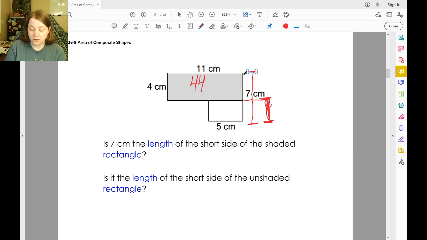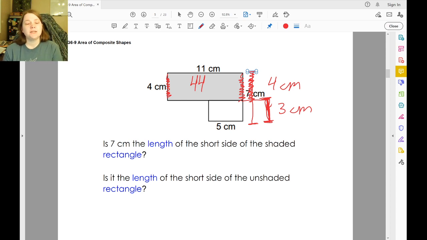Well, we're going to look across, and we're going to see that this 4 centimeters that's on this side of the rectangle is the same measurement on this side of the rectangle, which means that the scribbled out portion is 4 centimeters. So if this scribbled out portion is 4 centimeters and the whole thing is 7 centimeters, when I take the 4 centimeters out of the 7 centimeters, that only leaves 3 centimeters.